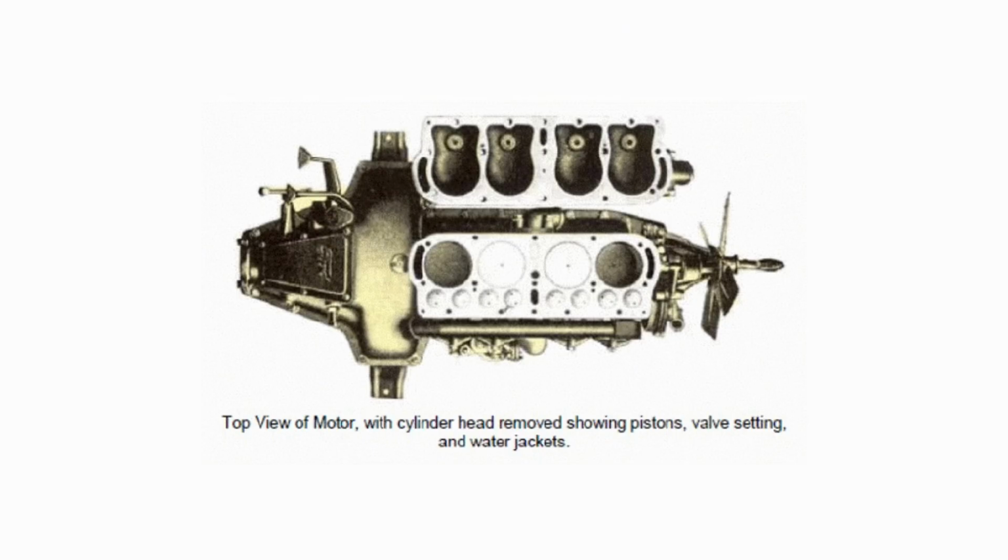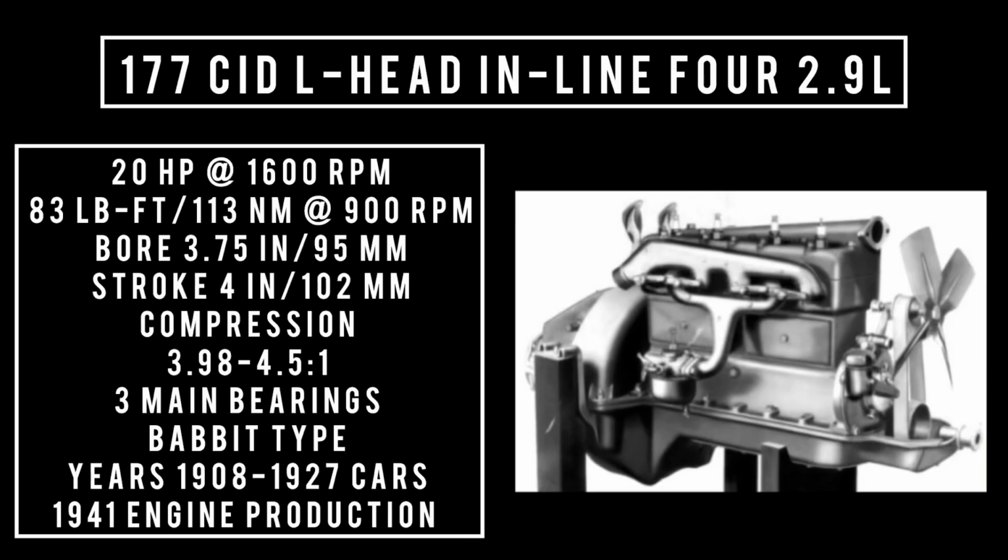L-head configuration, meaning the valves are next to the pistons, pointing upward. Used cast iron pistons, reverse cylinder head. It's worth mentioning all of these engines have detachable cylinder heads. With a displacement of 177 cubic inches, flathead or L-head 4, 2.9 liters. It's good for 20 horsepower at 1600 RPM, 83 pound-feet or 113 newton meters at 900 RPM, with a bore of 3.75 inches and a stroke of 4 inches.